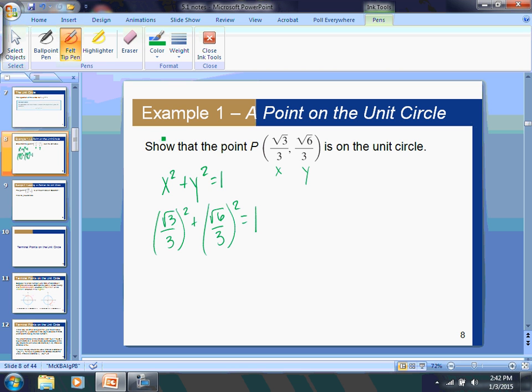Now they want us to show that it is on the unit circle, so hopefully when I square everything on the left side of the equation, it's going to end up equaling 1 after I add it together. Remember, when you square a fraction, you square the top and you square the bottom. So the square root of a radicand squared is just that radicand, and then 3 squared is 9. Square root of 6 squared is going to be 6. 3 squared is 9. So then I have 3 over 9 and 6 over 9, so that's 9 over 9, which is 1. So there we go. We just showed that that point is definitely on my unit circle.